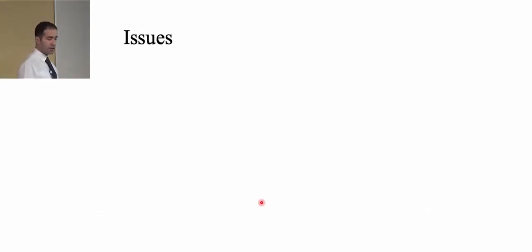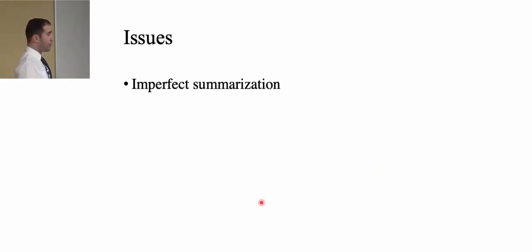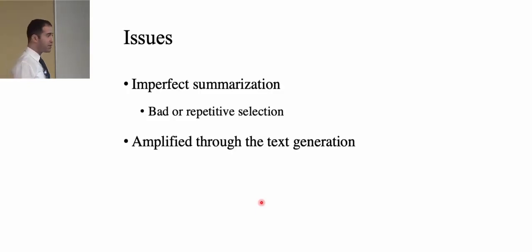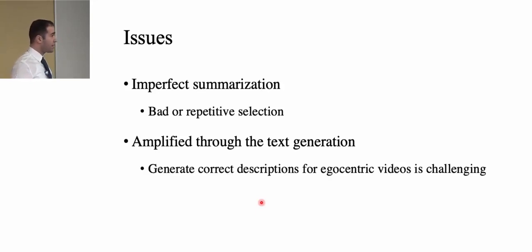There are a few issues with this kind of approach. If our video summarization is imperfect, meaning that it may select bad or repetitive shots from the video, this error will be amplified throughout the text generation. After all, it's a challenging task to generate textual descriptions for egocentric videos.